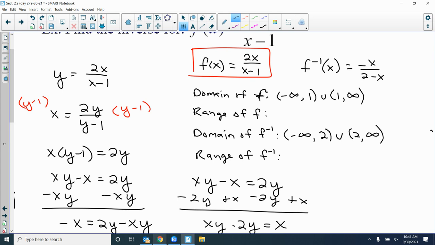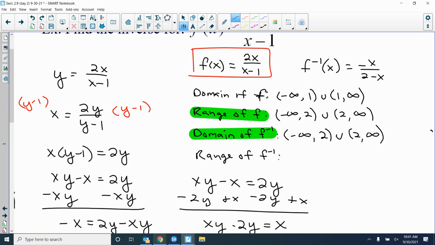Okay, so now, domain of the inverse is going to be the same as the range of the function. And so that's going to be negative infinity to 2, union 2 to infinity. For those of you who weren't here yesterday, that's one of the properties we went over. Okay. And then domain of the function.